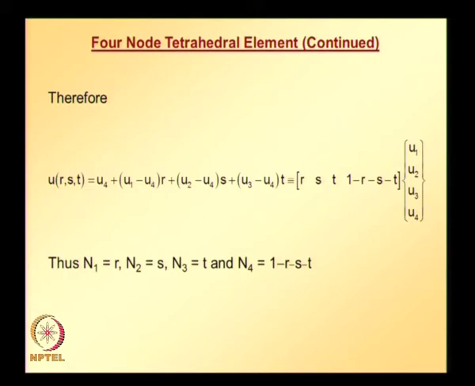So, shape function corresponding to node 1 is R, shape function corresponding to node 2 is S, shape function corresponding to node 3 is T, and shape function corresponding to node 4 is 1 minus R minus S minus T. So, this is how we can arrive at the shape functions for the 4 node tetrahedral element. Basically, the procedure is similar to that we already adopted for deriving shape functions for the 3 node triangular element, except now the dimension is increased.